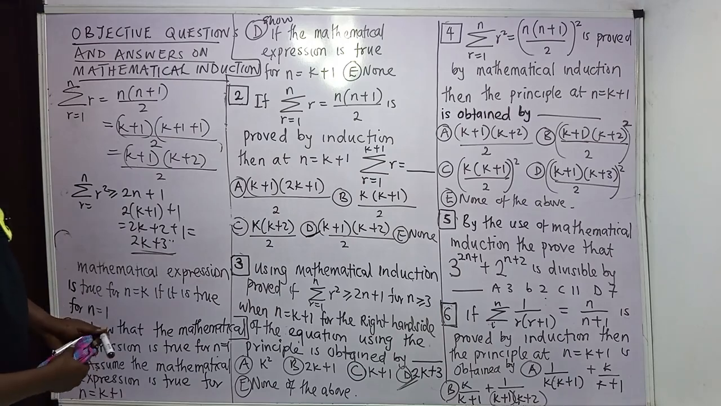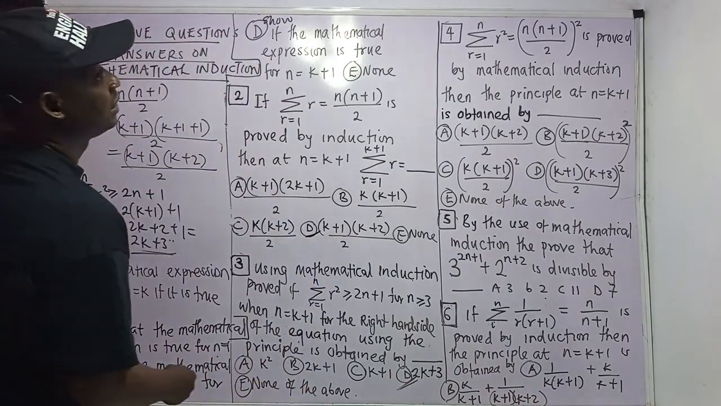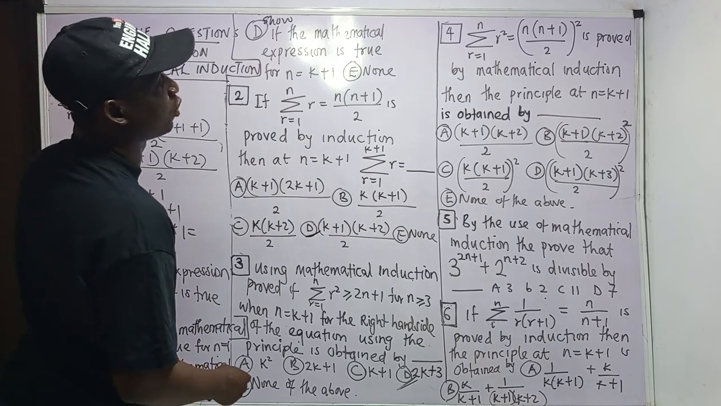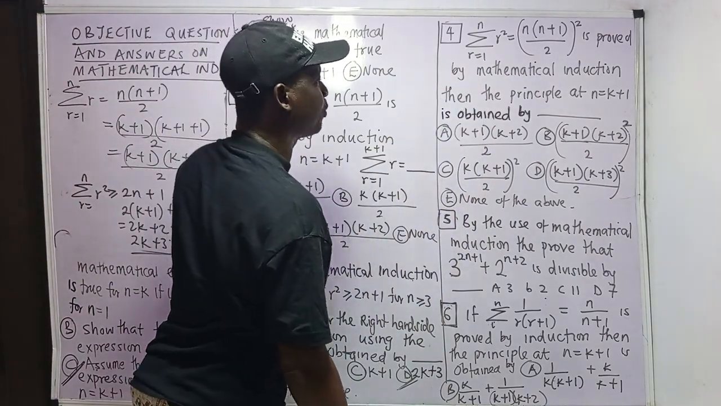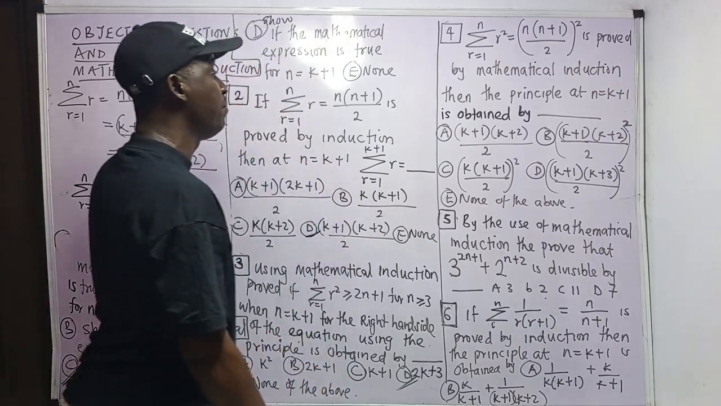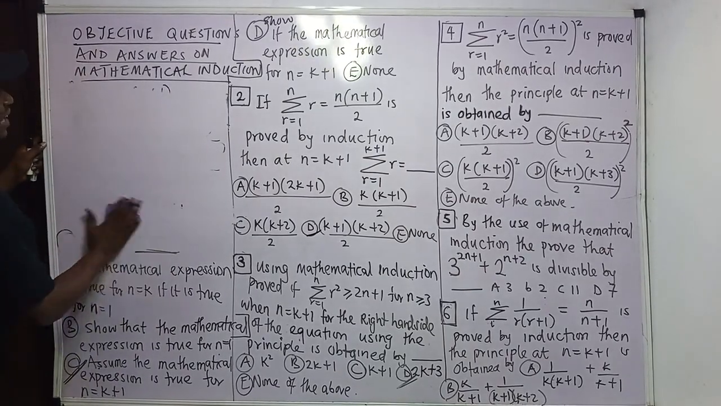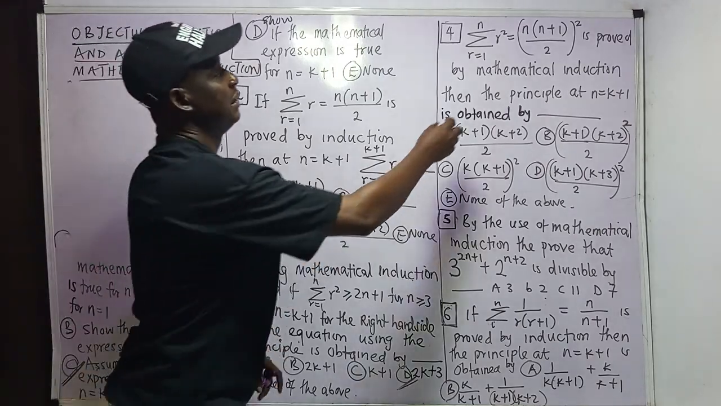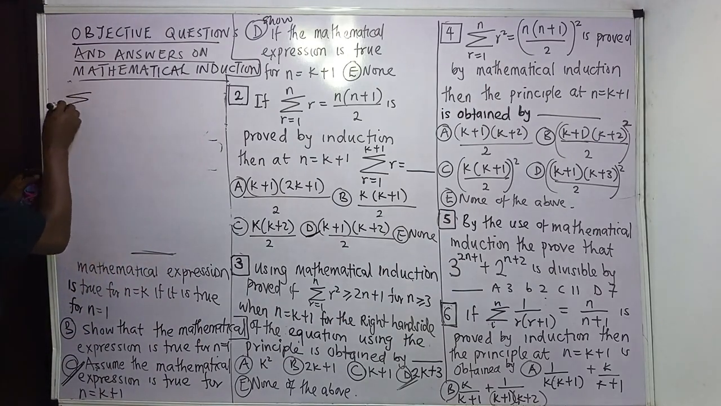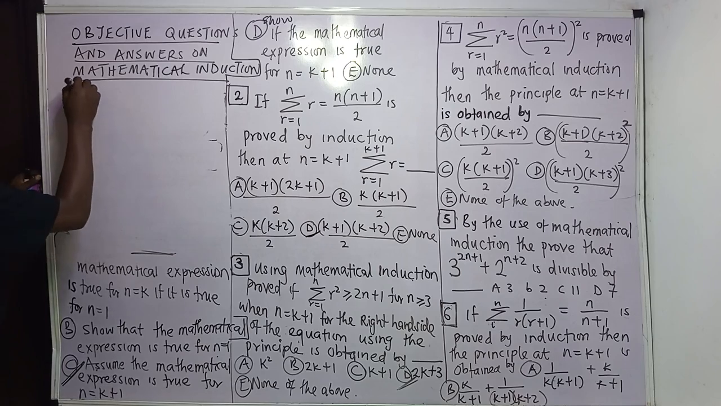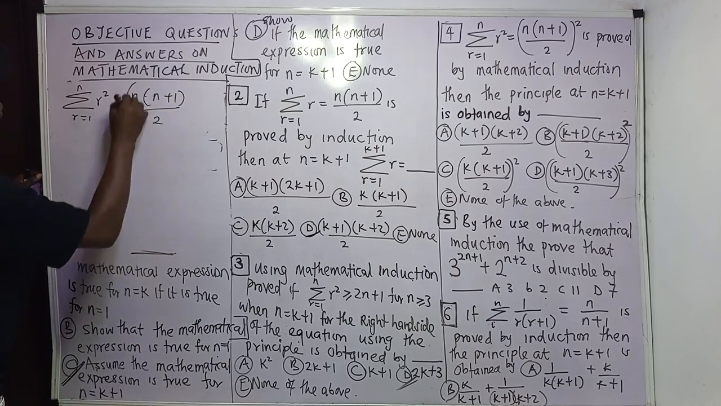Number 4 says if the sum of r squared starting from 1 and ending with n is equal to n into bracket n plus 1 over 2, all squared, is proved by mathematical induction, then the principle at n equal to k plus 1 is obtained by dash. What we want to do again is make use of the right hand side, because the right hand side contains n. So we have the sum of r squared equal to n into bracket n plus 1 all over 2, all squared.